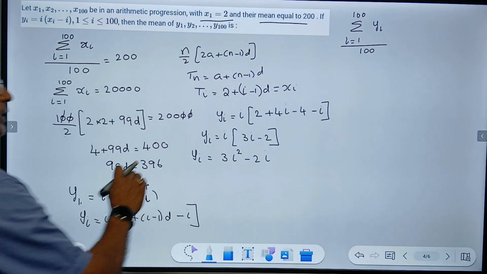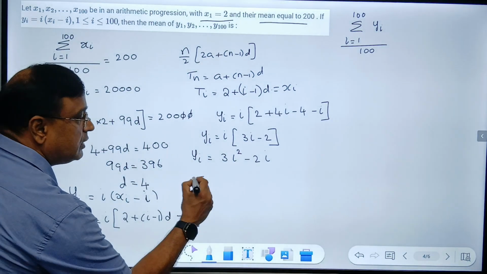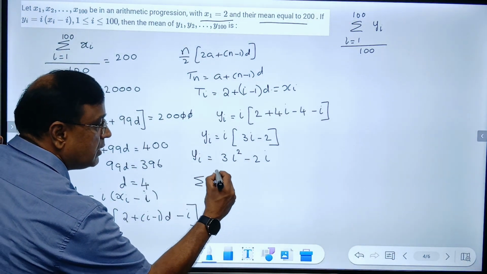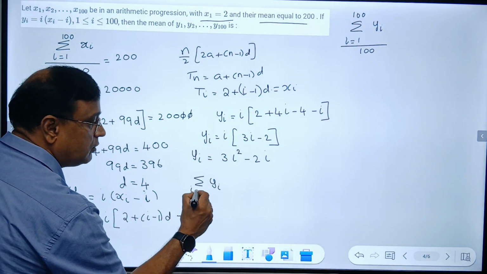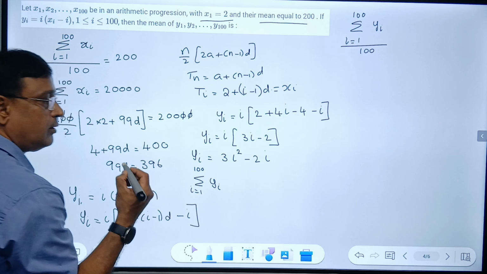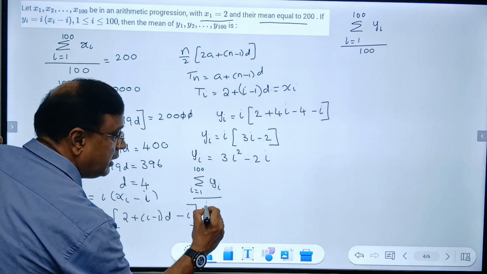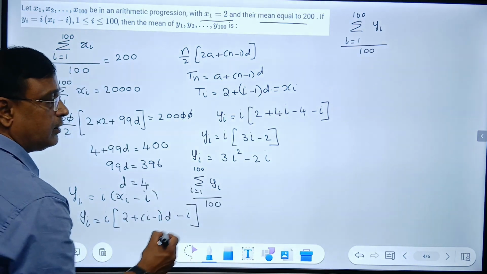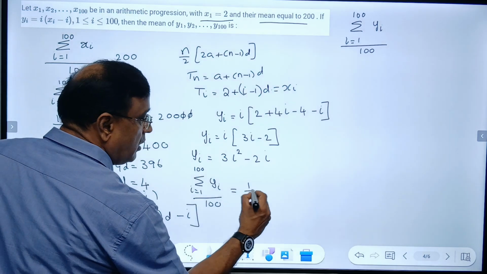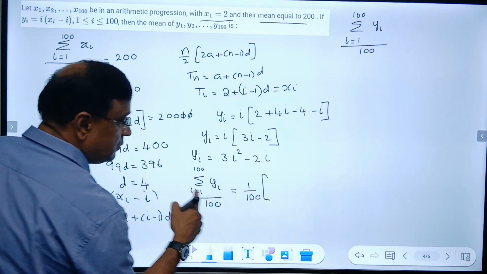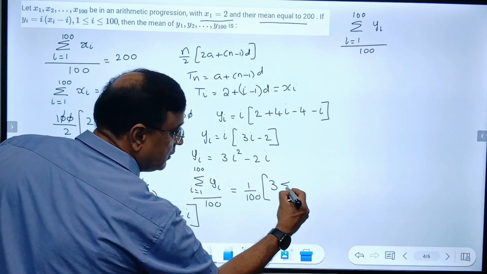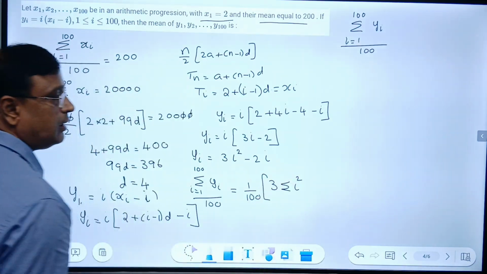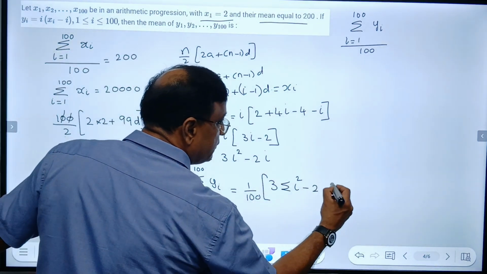Now what you do, you take the summation. Sigma yi, i equal to 1 to 100, divided by 100. This is the mean I want to find. It is the same as 1 by 100 into, see, this 1 by 100. What is sigma yi? I have to take the sigma of this. Sigma 3i square minus 2 times sigma i.